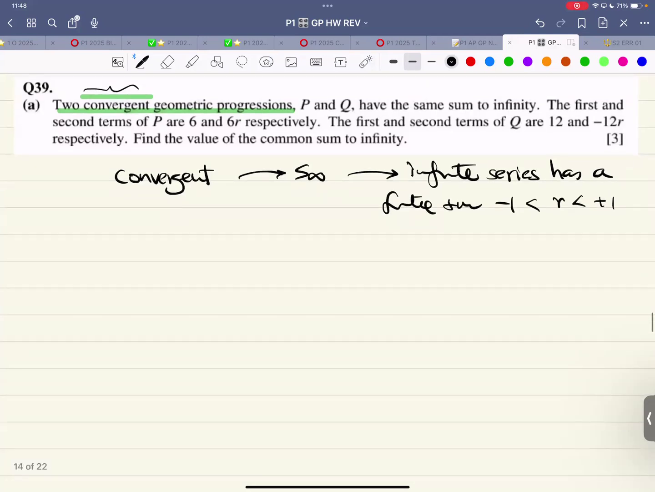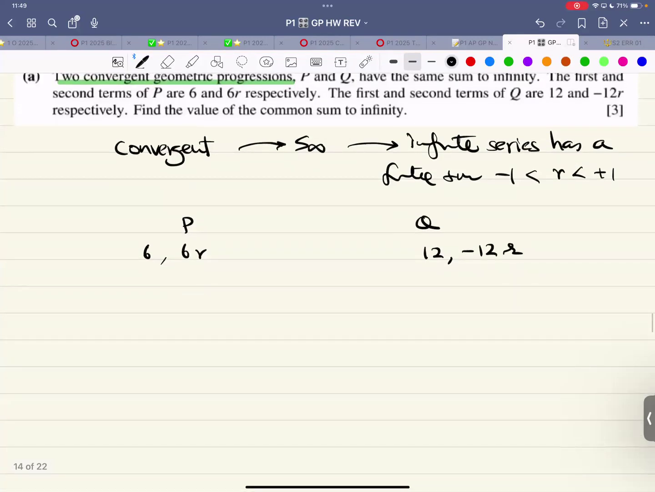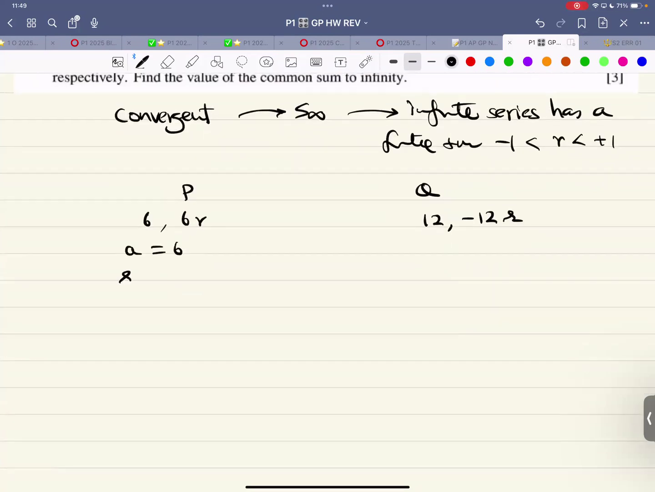P and Q have the same sum to infinity. That's P, that is Q. The first and second terms of P are 6 and 6R, respectively. The first and second terms of Q are 12 and -12R. They both have a sum to infinity. Find the value of the common sum to infinity. So first of all, A is 6. Common ratio is 6R over 6, which is R. And over here, the first term is 12. Common ratio is -12R over 12, which is -R.